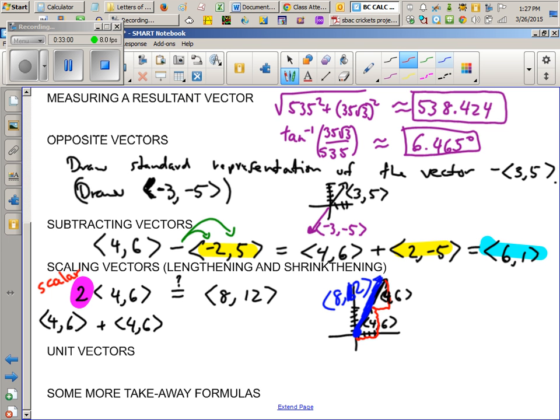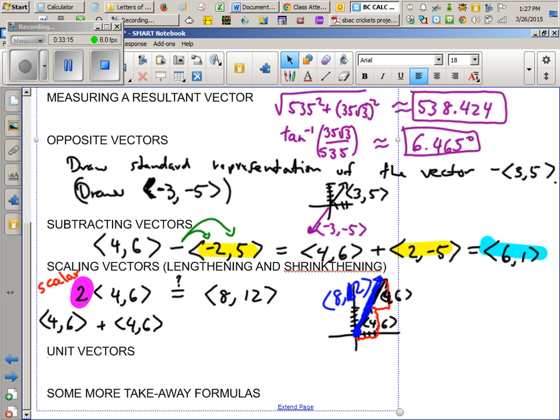Now this one lengthens. What kinds of numbers would shrink the vector? Fractions, right. For example, 1/2 would shrink the vector. So let's play around with that idea for a minute. It sounds like we can actually shrink vectors too.